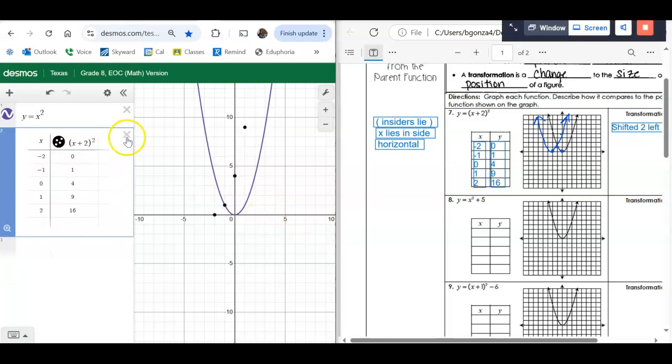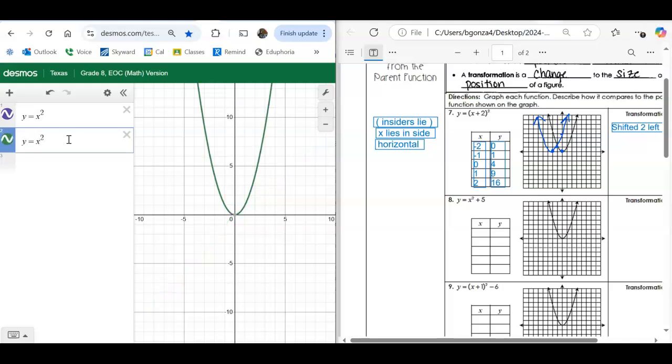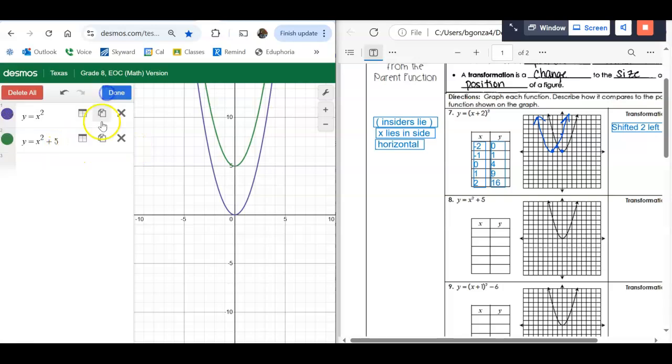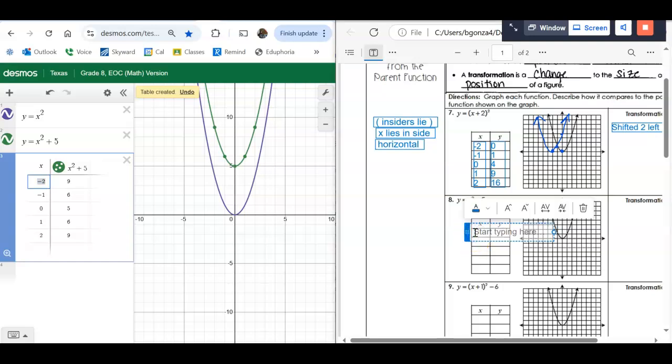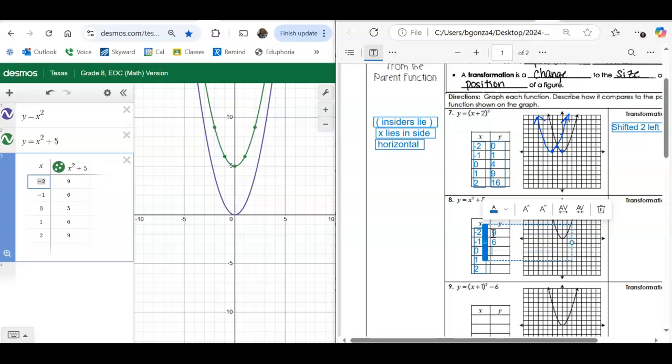So on Desmos here, we type y equals x squared plus 5. Now from this purple one to this green one, you can see it literally went up 5. Okay, so that's vertical change, right? I'm gonna hit this gear, hit the table button. Let's go ahead and fill in this table, okay? -2, -1, 0, 1, 2. And then 9, 6, 5, 6, 9.